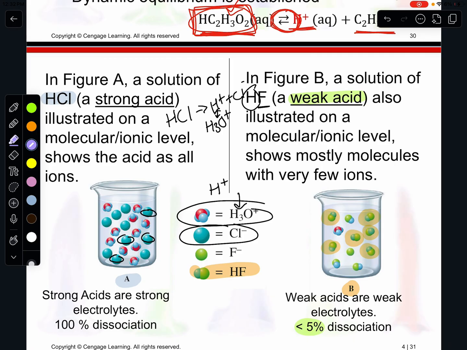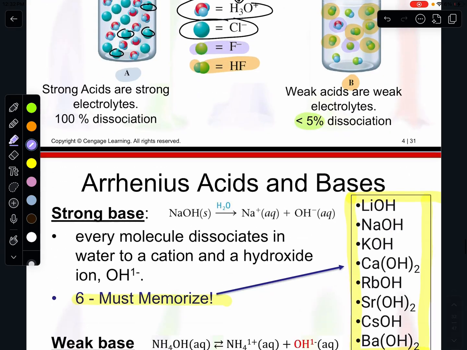Now there are a couple that are broken apart here. So there's an F- here. We see one of those here, but most of these are still whole molecules, and we have an H+. All right. So big difference: strong acids break apart completely. Weak acids don't break apart very much.